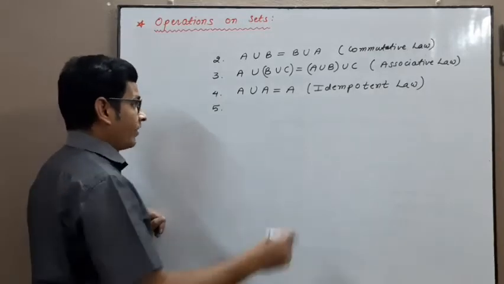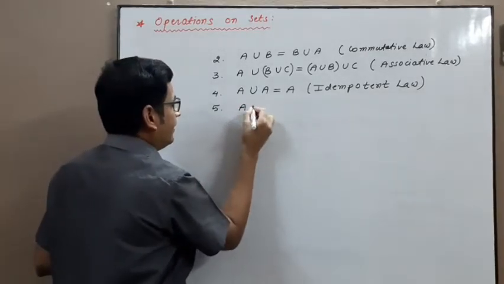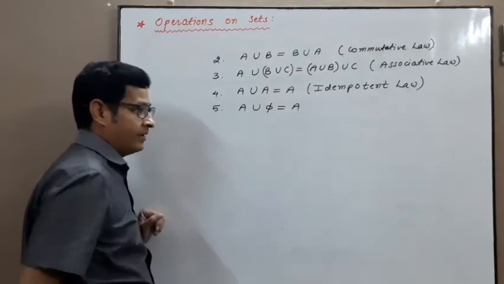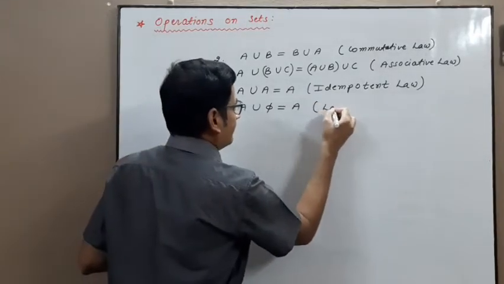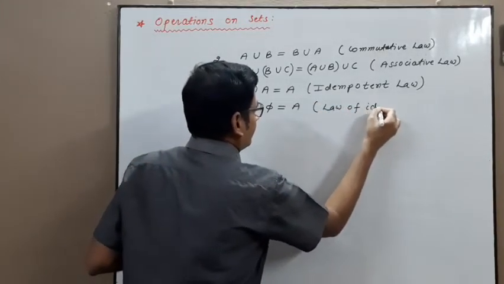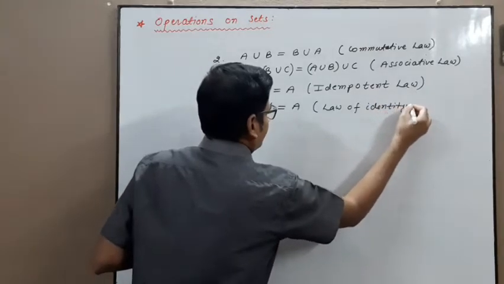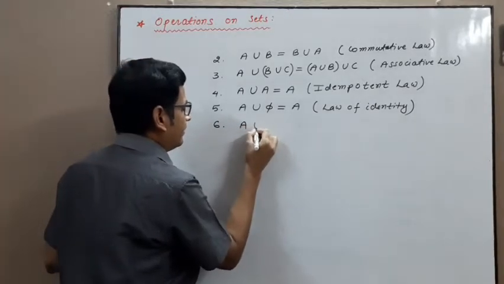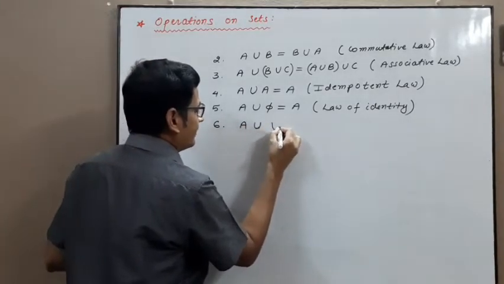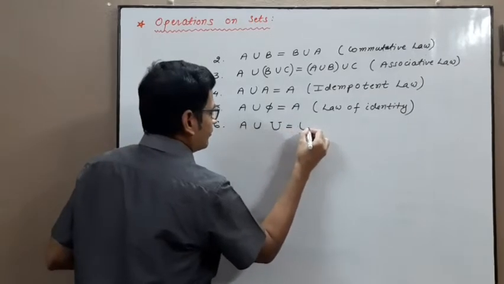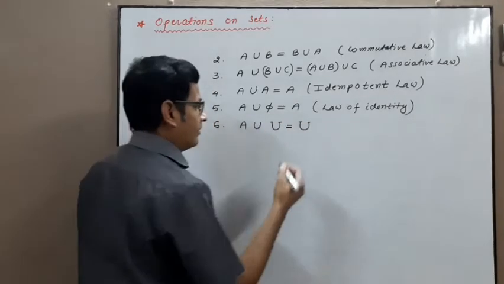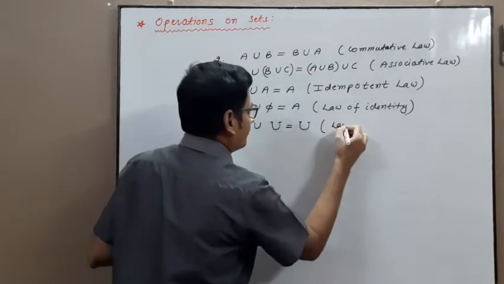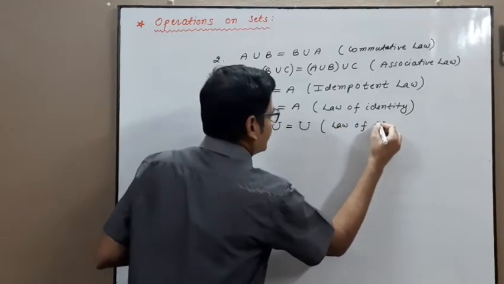Five. A union phi is equal to A. Law of identity. Six, A union universal set is equal to universal set. Law of universal set.